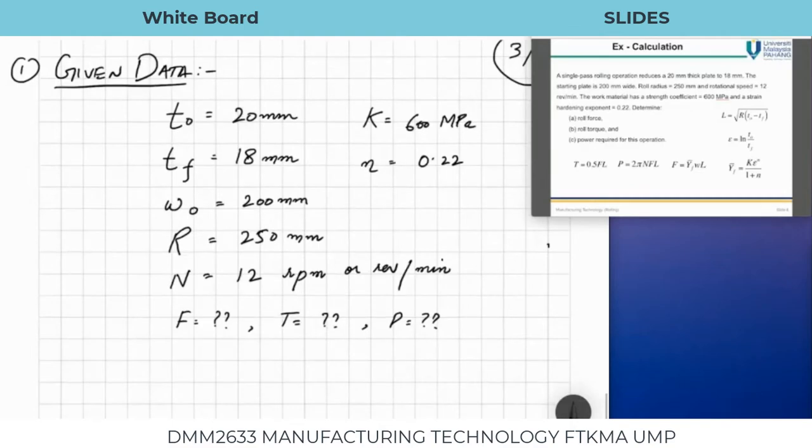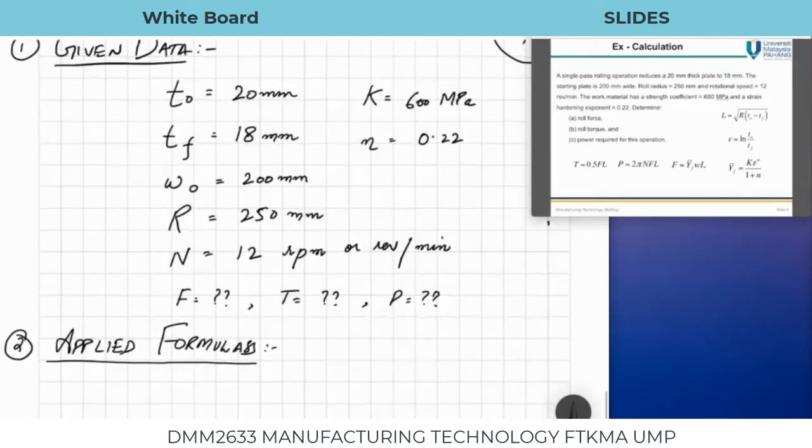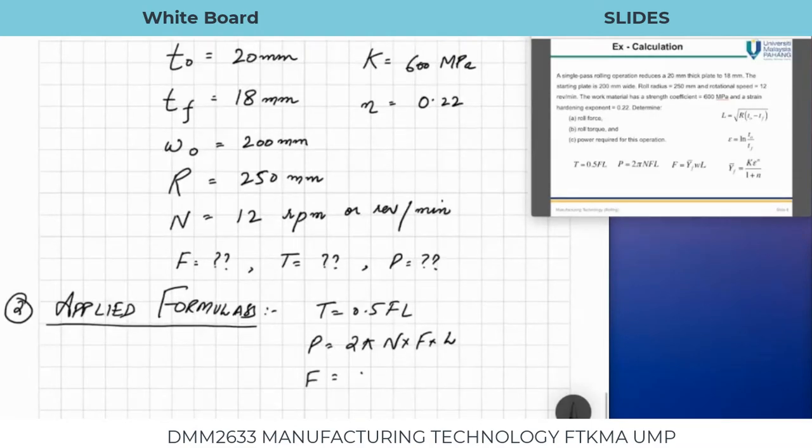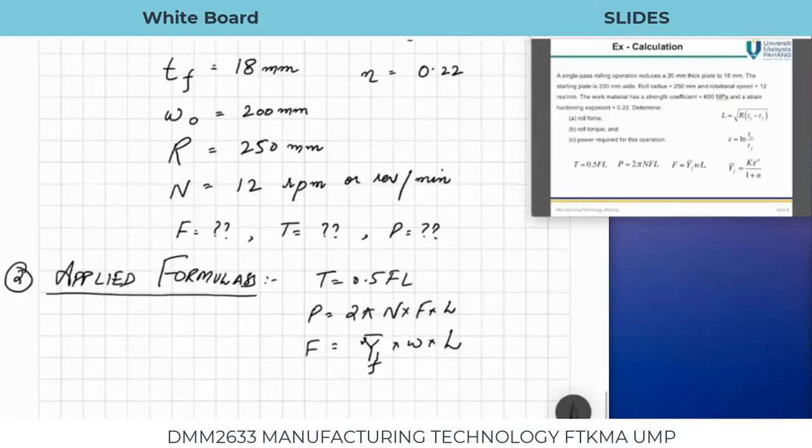Then we move to applied formulas. The formulas will be given, but you need to write what the applied formulas are. I will just copy paste all of them. Torque T is equal to 0.5 F into L, and power is equal to 2 pi N into F into L. Force is equal to Y average flow stress multiplied by width multiplied by contact length. Flow stress is equal to stress coefficient K into strain to the power n, whole divided by 1 plus strain hardening exponent n.